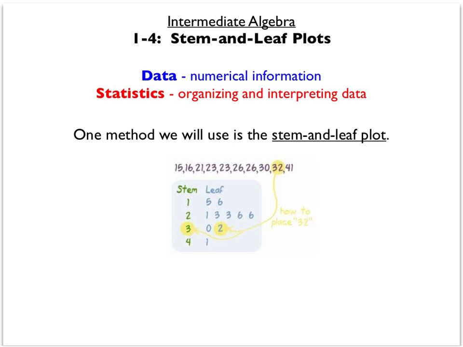The stem and leaf plot has two features. The stem, which is kind of the main trunk of this plot, and then the leaves. Typically, if you have a bunch of two-digit numbers like this, the stem would be the tens place. So the ones would be numbers from 10 to 19. The twos would represent 20 to 29, things like that. 3 is numbers in the 30s, 4 is numbers in the 40s. So you can see how the number 32 would look. We have a stem of 3 and a leaf of 2.